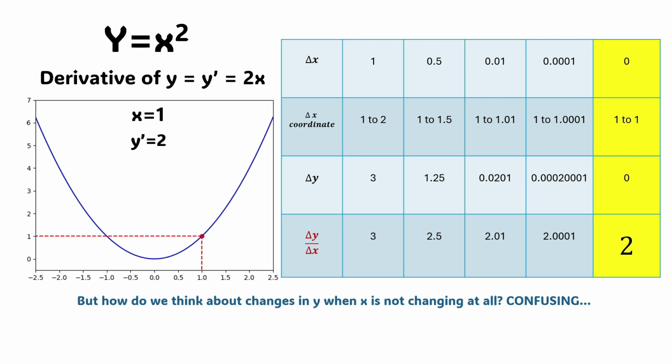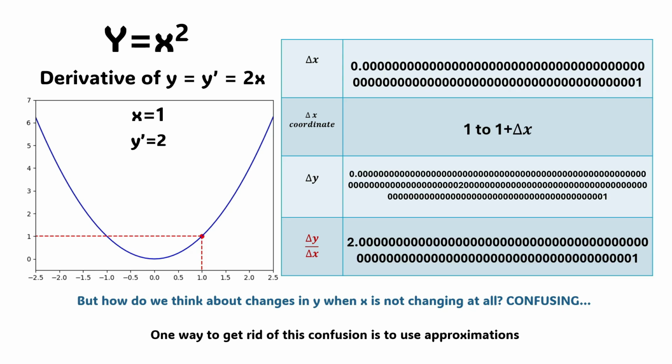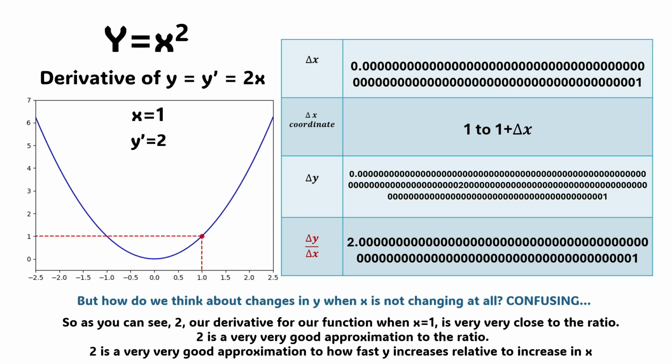So, one way to answer this question, how do we think about changes in y when x is not changing at all? One way to get rid of this confusion is actually to use really good approximations. Instead of 0, think about a really small increase in x, like this. This is a really small increase in x, right? Almost close to 0. Then if you do all the calculations that we've been doing so far, you're going to end up with these numbers. So as you can see, 2, our derivative for our function when x equals 1, is very close to the ratio. In other words, 2 is a very good approximation to the ratio.